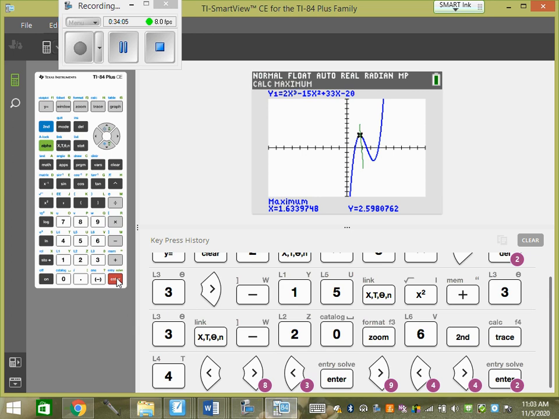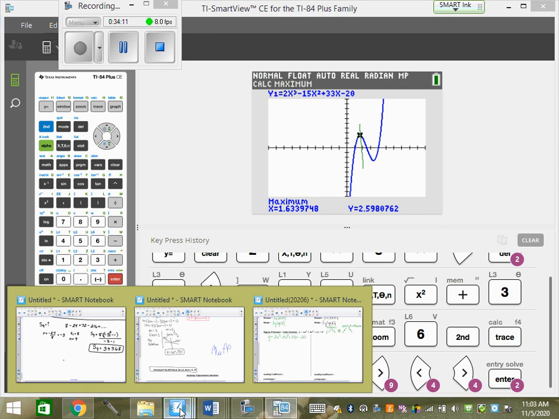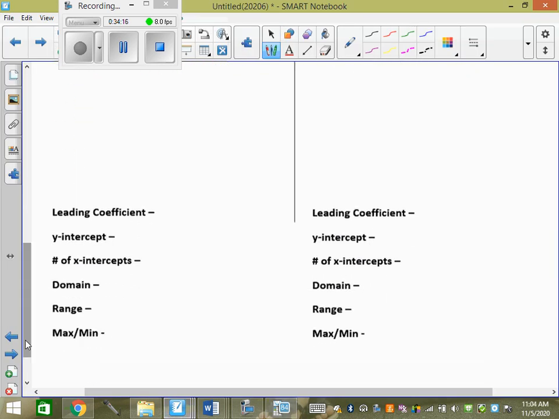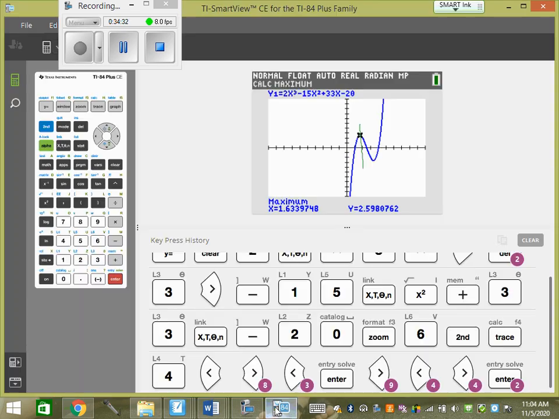So where is my maximum at? 1.6 and 2.6. So I'm going to go back to my graph. And I know I have a maximum at 1.6, comma 2.6. Right? Now what else do I need to find? The minimum. How am I going to do that?